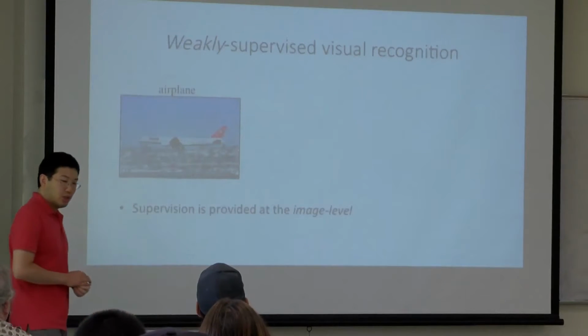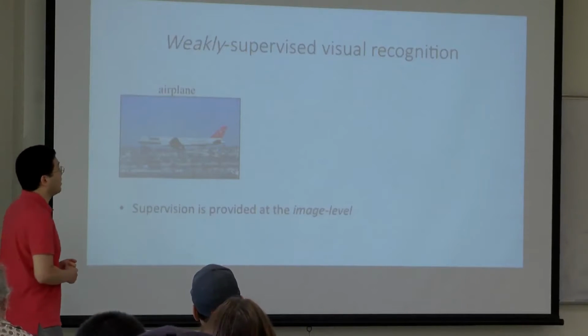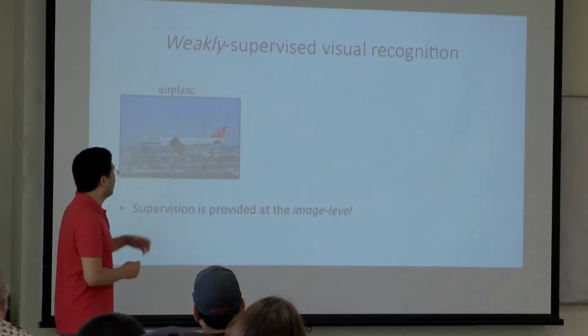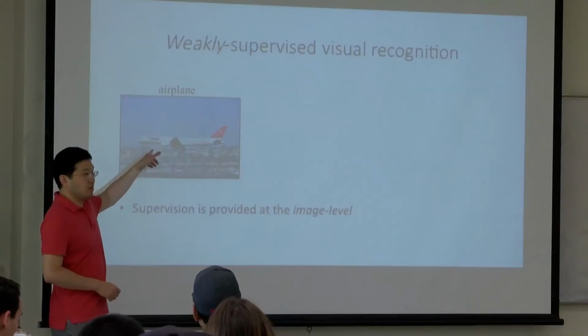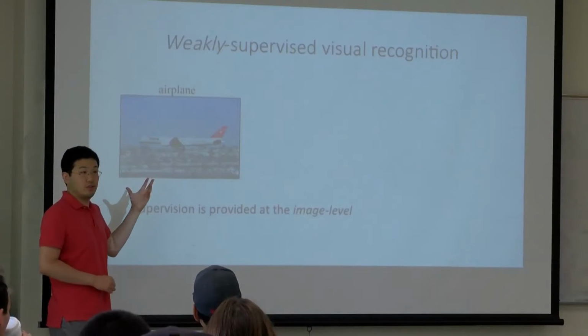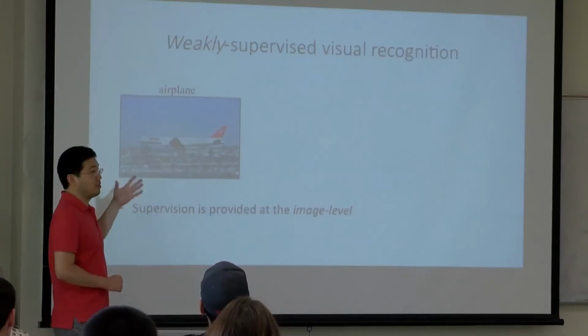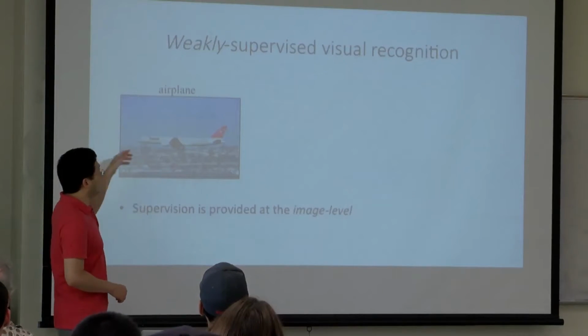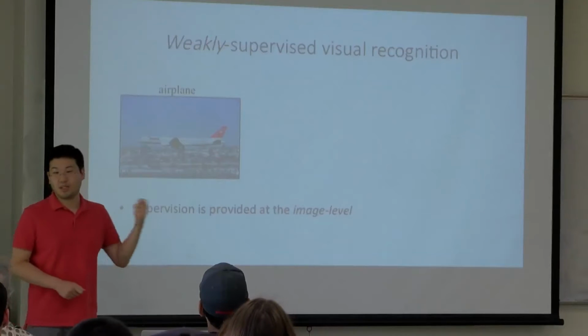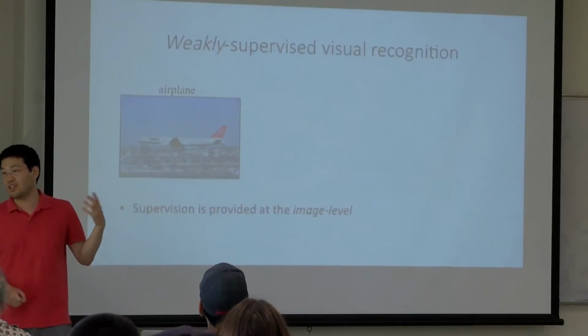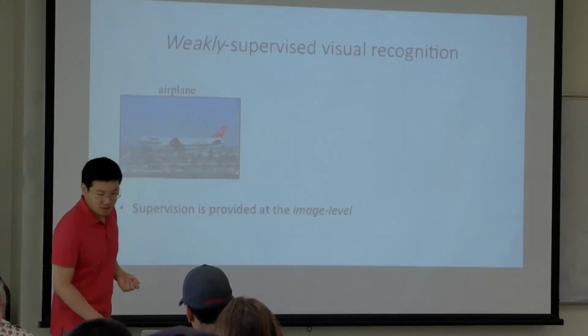So instead, in the weakly supervised visual recognition pipeline, you have something like this. Instead of annotating the bounding box that localizes the object of interest, you just tag an image at the image level. So you say, this image contains an airplane, but I'm not going to tell the system where in the image the airplane is.